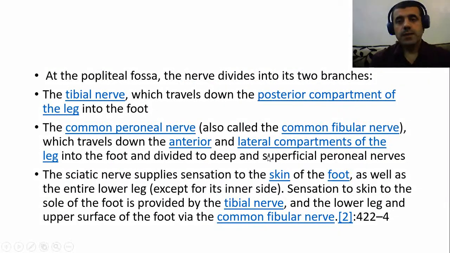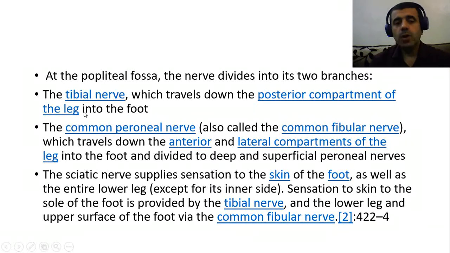The sciatic nerve at the popliteal fossa will divide into two branches. The tibial nerve, which travels down the posterior compartment of the leg into the foot. So tibial nerve, this goes through the posterior compartment of the leg, posterior aspect of the leg, okay?